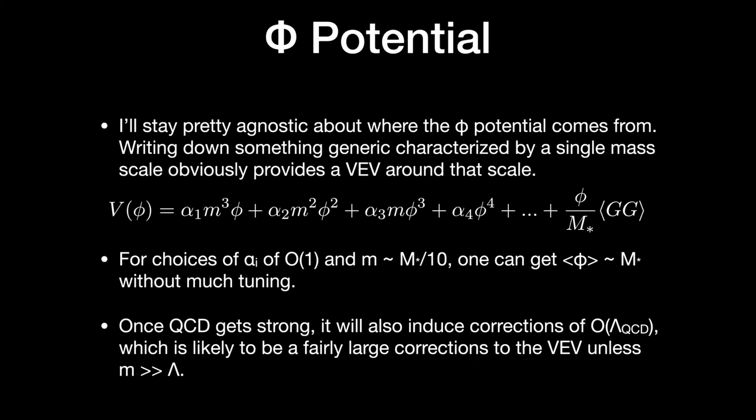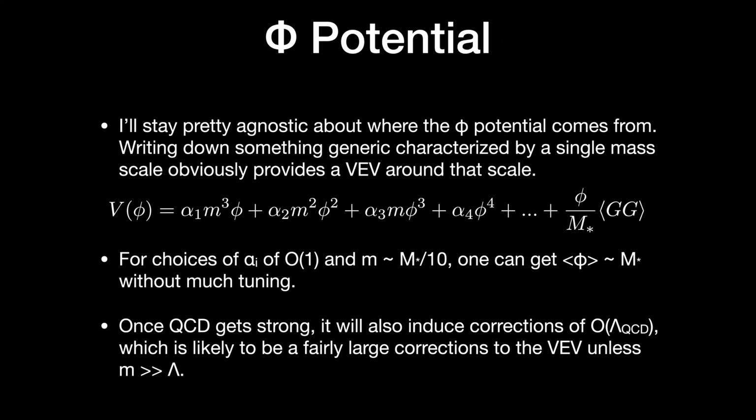I'm going to stay pretty agnostic about where the actual potential for phi comes from. That would be an interesting thing to follow up and try to get a pretty picture for it. I was just worried about making things work at all, so I didn't worry so much about getting a pretty picture. If you write down something generic that's characterized by a single mass scale, obviously that produces a VEV around that scale.